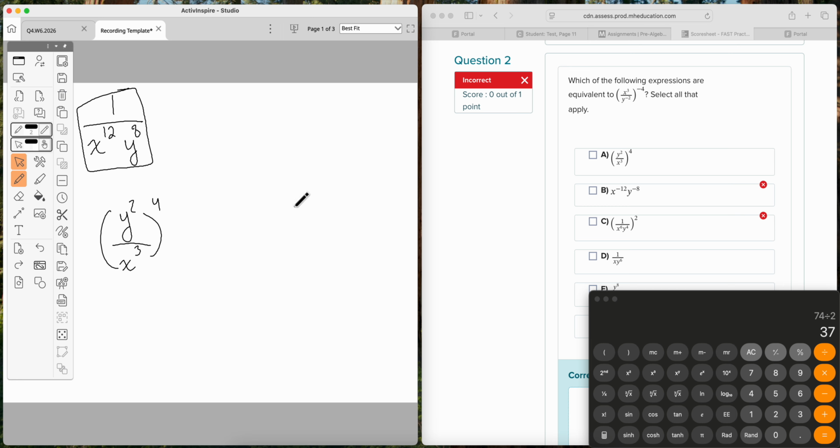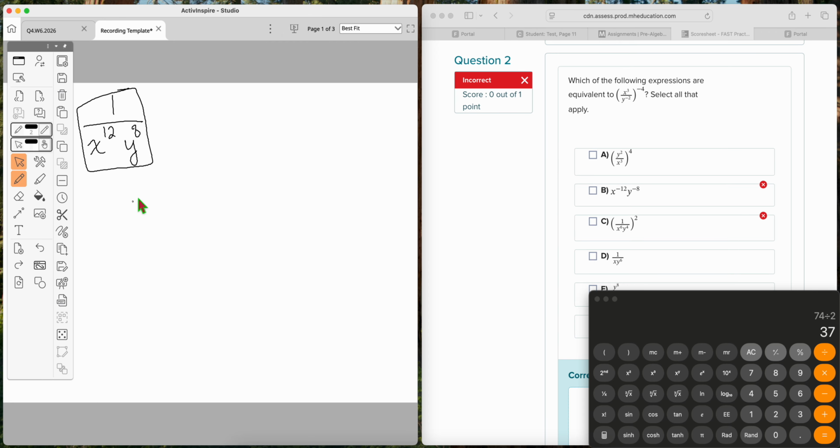The next option, B, is going to work because if it's x to the power of negative 12 times y to the power of negative 8, to simplify it, we just move these to the bottom of a fraction to make them positive. That would leave nothing on top, and on the bottom I'd have x to the power of 12, y to the power of 8, which is what we were looking for, so option B is correct.